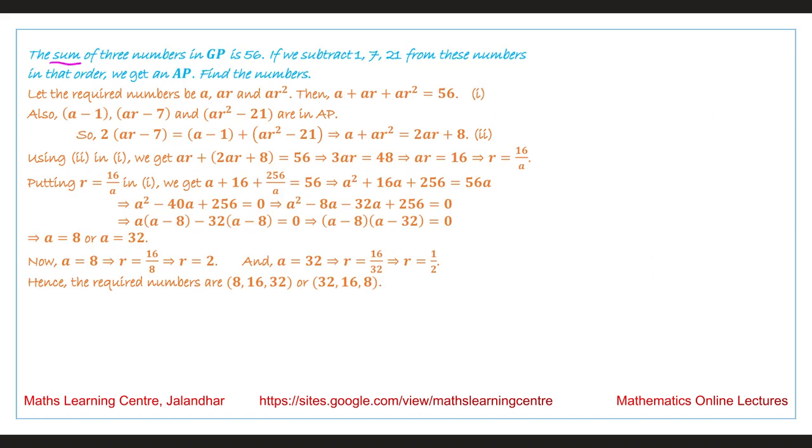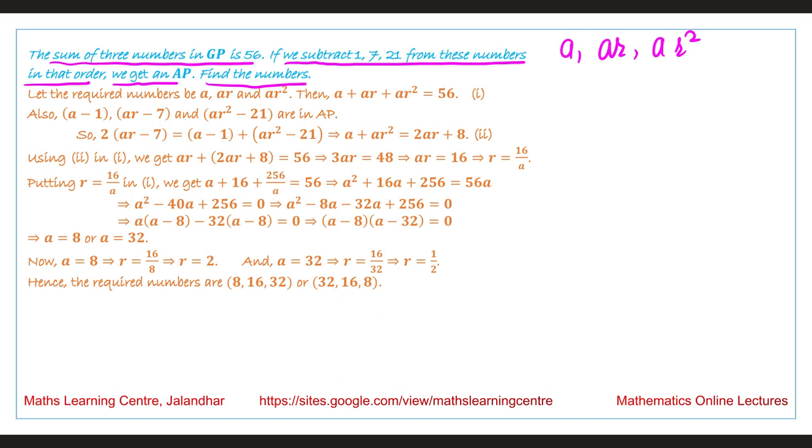Next: the sum of three numbers in GP is 56, and if we subtract 1, 7 and 21 from these numbers in that order, we get an AP. We have to find the numbers. So we consider the numbers a, ar and ar². The sum is a(1 + r + r²), and this value is 56. Now if 1, 7 and 21 are subtracted, we get a − 1, ar − 7 and ar² − 21, and then we get an AP. So this forms an AP.